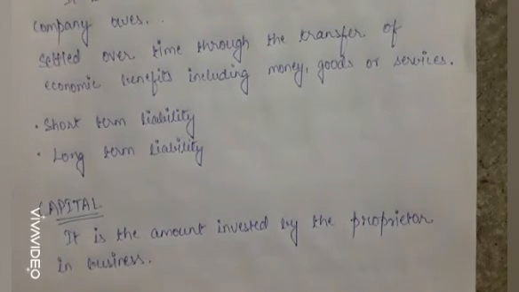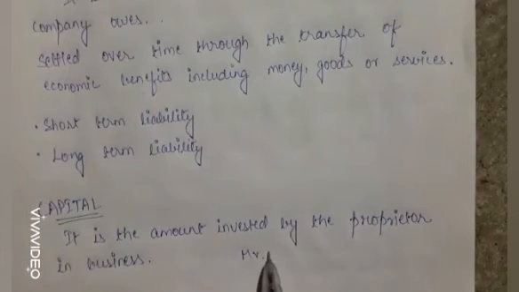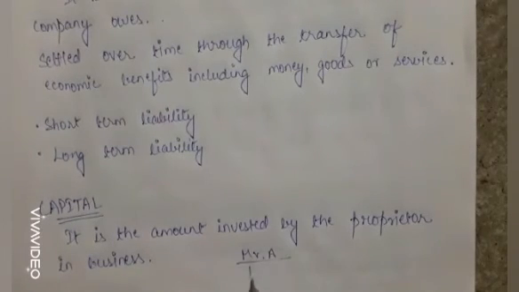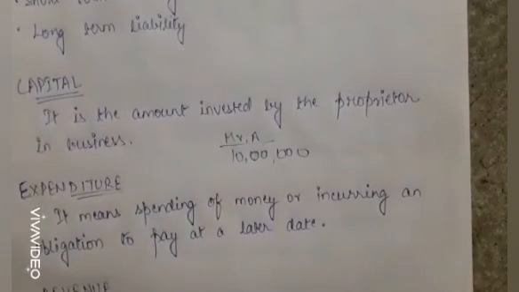Suppose here we have Mr. A, and he is transferring his land. He has a land and the cost of the land is rupees 10 lakh, and he transfers it from his personal use to the business. So that 10 lakh rupees will also be known as capital, because he has invested that amount for business purposes. Okay.